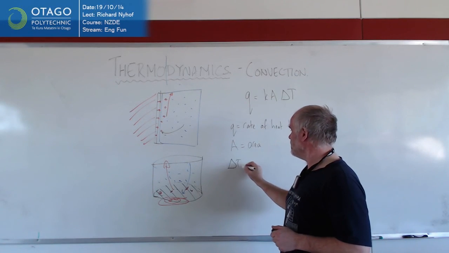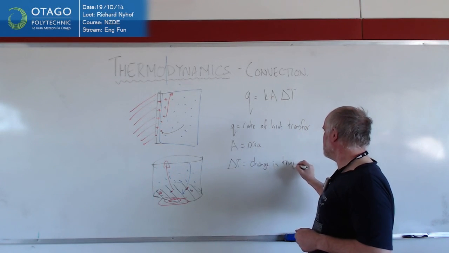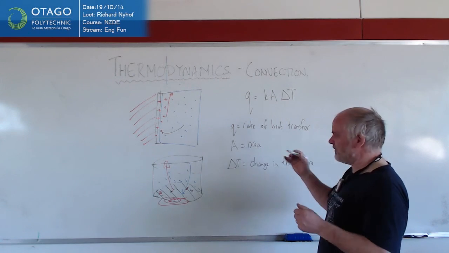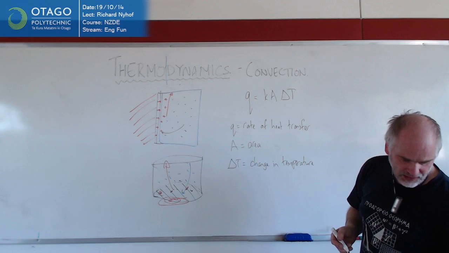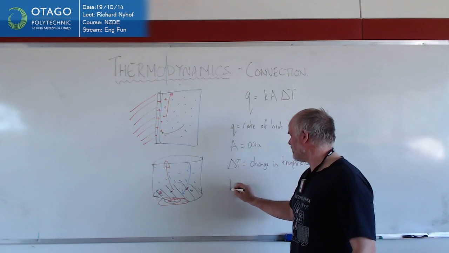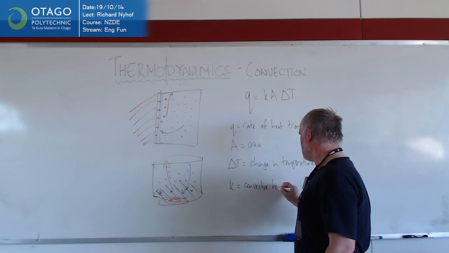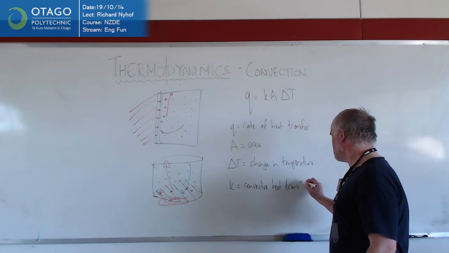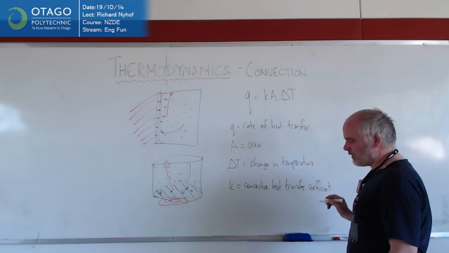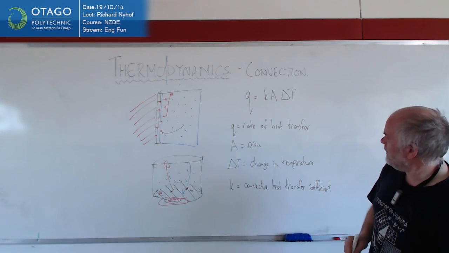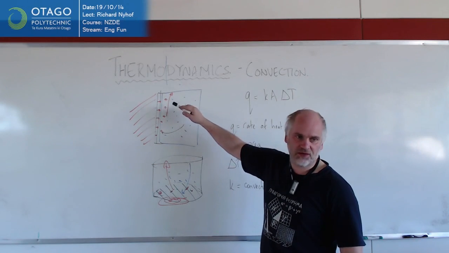And delta T, once again, as usual, is the change in temperature. So the temperature difference between your solid surface and your fluid that's taking the heat away. And K is the convective heat transfer coefficient. Okay, so this is a measure of how effectively the fluid removes the heat from the surface.